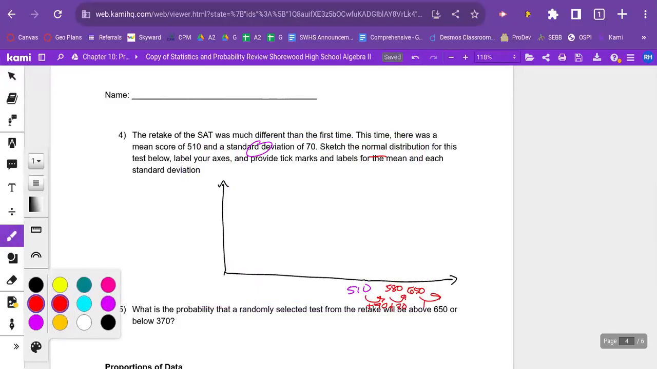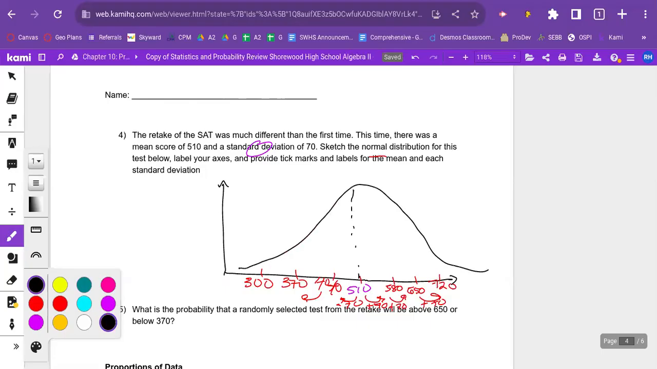Adding another 70 is 720. So these are my little tick marks going along to the right, and then I can do the same exact thing going to the left by subtracting 70 each time. So that'll be 440, and then subtracting another 70 leaves me with 370 and down to 300. So again, we've got the other tick marks. So if my center is perfectly balanced right here, that means that the curve will look something like this.